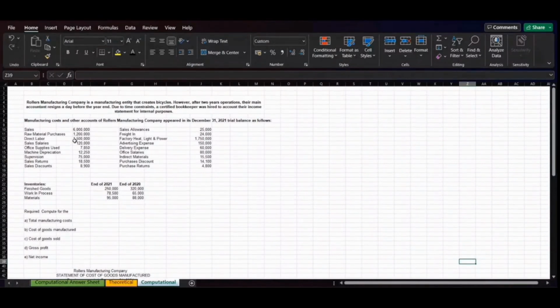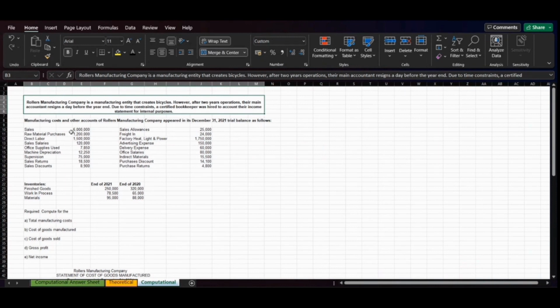So let us now move on to the computational part of the manufacturing process in our topic. So let's answer this question. Roller's Manufacturing Company is a manufacturing entity that creates bicycles. However, after 2 years of operations, their main accountant resigns a day before the year end. Due to time constraints, a certified bookkeeper was hired to account their income statement for internal purposes. Manufacturing costs and other accounts of Roller's Manufacturing Company appeared in its December 31, 2021 trial balance as follows.